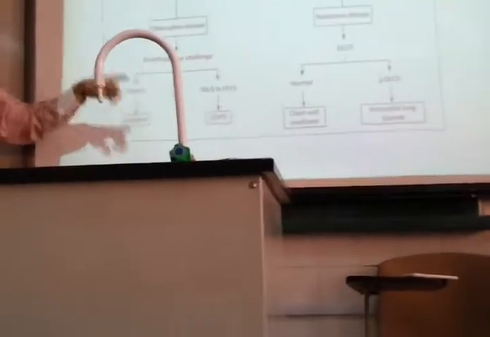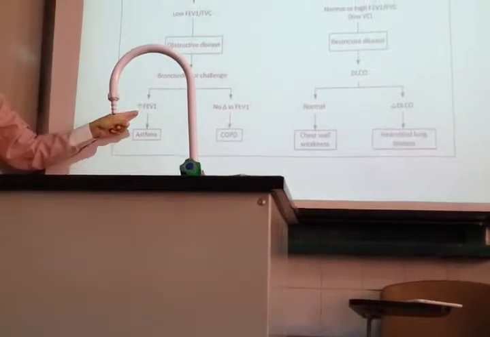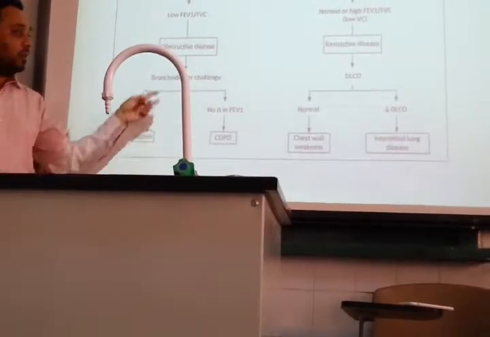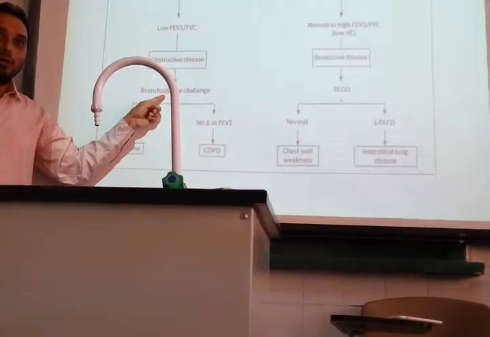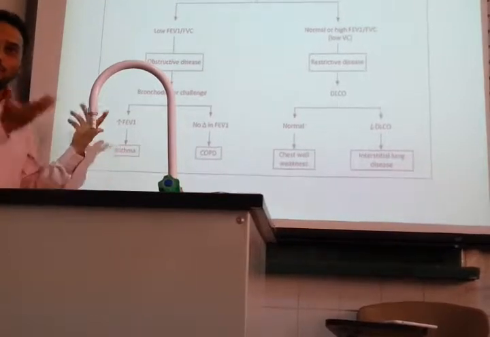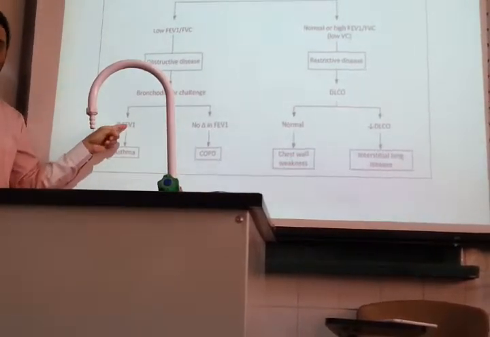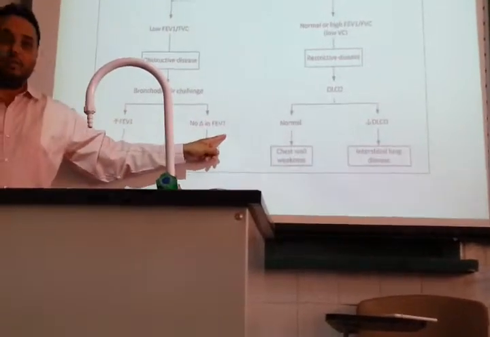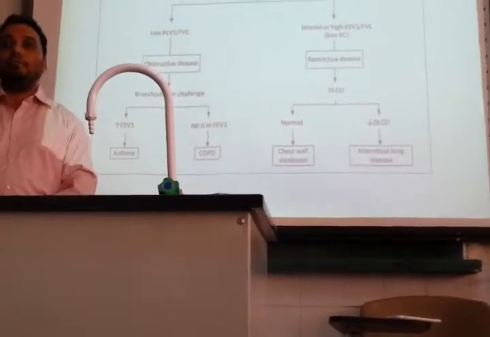Do it again. After bronchodilator therapy, if the FEV1 increases, it means it is asthma. Why? Because you are giving bronchodilator to dilate the bronchospasm. So it will improve the FEV1. If it increases FEV1, it means asthma. If there is no change in FEV1, it means COPD.